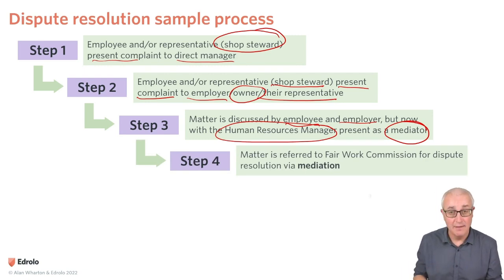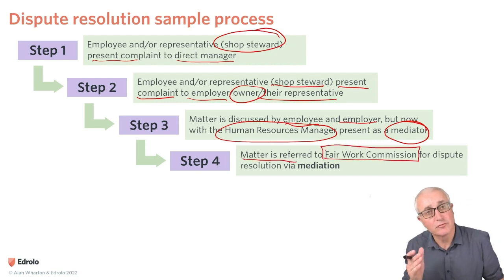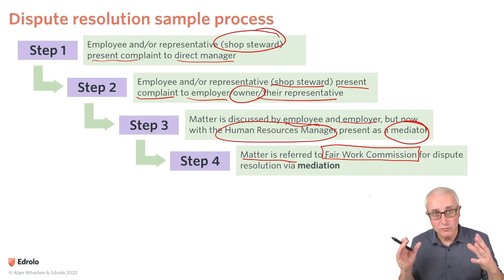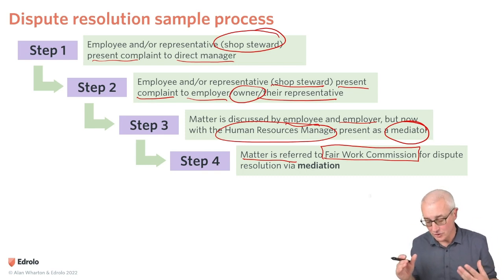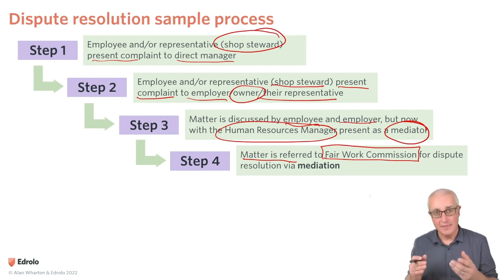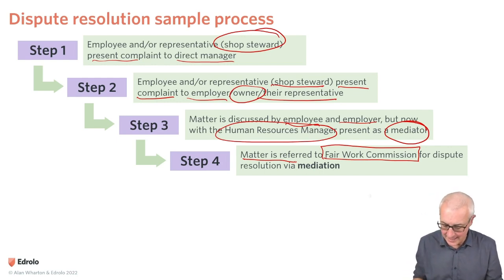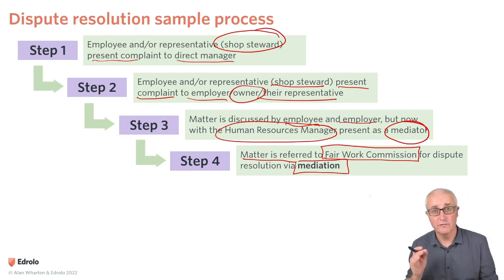In this case, if we don't get resolution beforehand, then the matter can get referred to the Fair Work Commission. Again, we've heard of this group before. This is the overarching group that looks after workplace relations. They're an independent body there to help us resolve disputes. And their first point of call is, again, to use mediation to solve that issue.